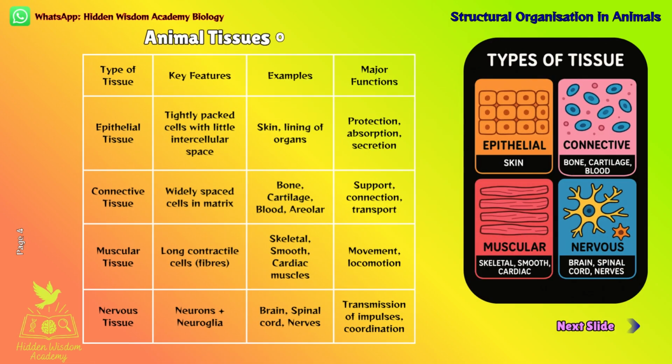Animal tissues form the base of body structure. There are four main types: epithelial, connective, muscular, and nervous. Epithelial tissue covers and protects body surfaces. Connective tissue supports and connects different parts. Muscular tissue helps in movement. Nervous tissue controls and coordinates body functions. Every organ, like the heart, skin, or brain, is made of these four tissues working together.